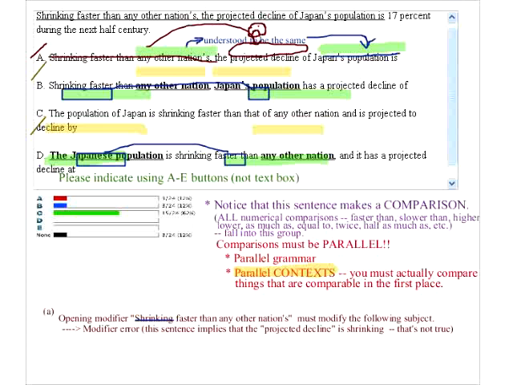And then the problem with E is just a bad idiom. You don't have a projected decline at 17%. This is just not an idiomatically correct way to represent percentage changes. Bad idiom. Okay, any questions about this problem? The main point of this problem today is that you'd better be comparing a nation to a nation or a population to a population. You have to be consistent with your comparisons. Questions, type them in the text box. Smiley face if you get it. We'll move on to another one.